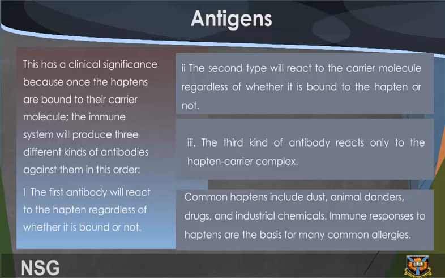1. The first antibody will react to the hapten regardless of whether it is bound or not. 2. The second type will react to the carrier molecule regardless of whether it is bound to the hapten or not. 3. The third kind of antibody reacts only to the hapten-carrier complex. Common haptens include dust, animal danders, drugs, and industrial chemicals. Immune responses to haptens are the basis for many common allergies.